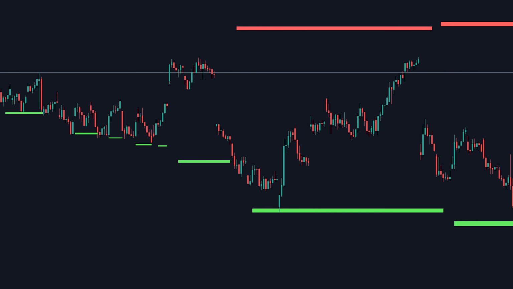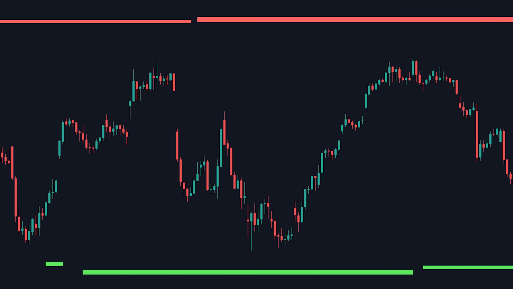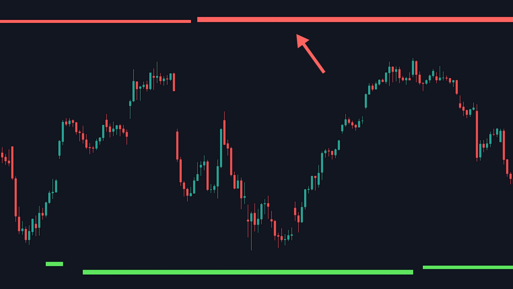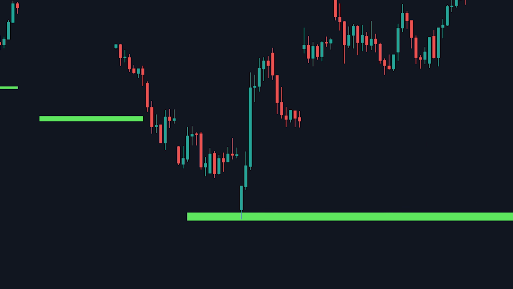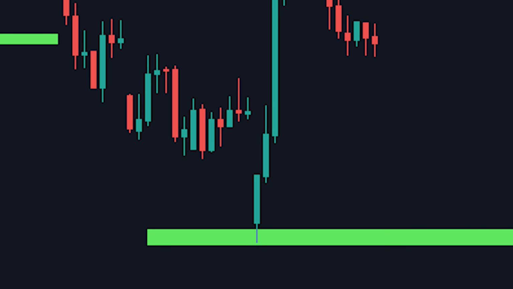The second way you can look for a key area of interest is by finding an order block. An order block is basically an area where the big money institutions like to enter or exit. These areas are high interest because usually price does strong reversals at these levels because of the amount of money that's entering or exiting, which is exactly what we're looking for.